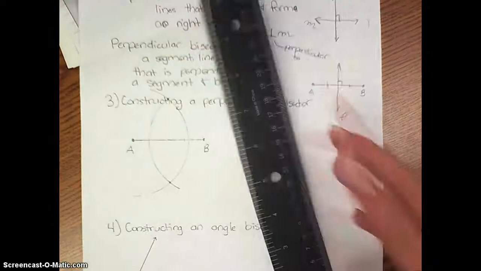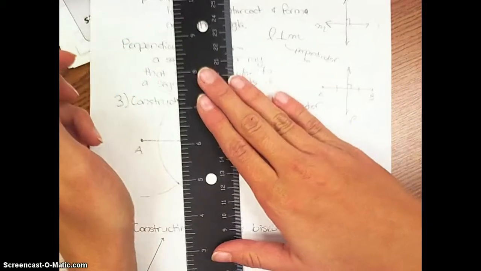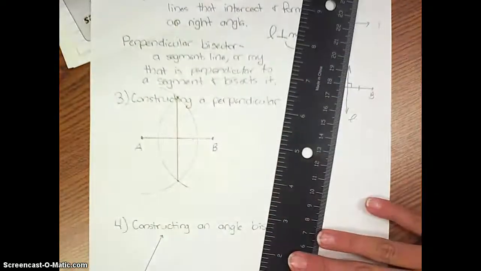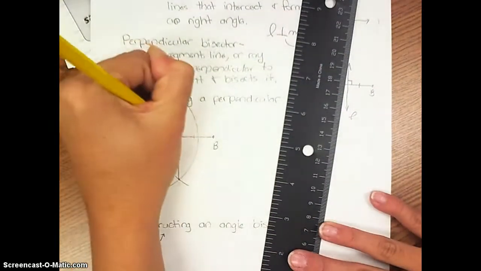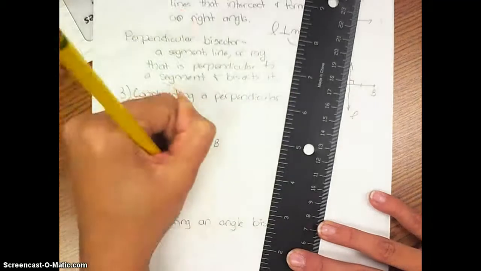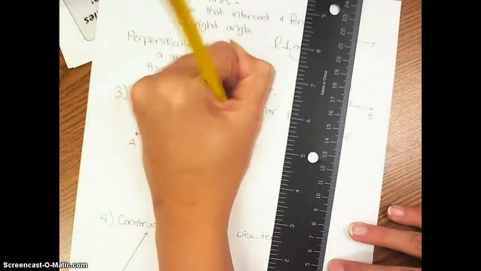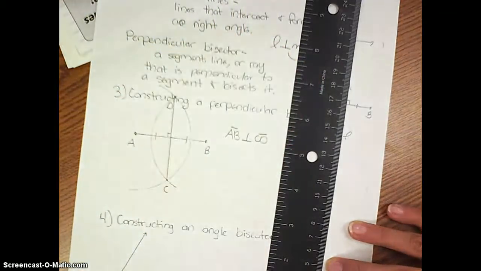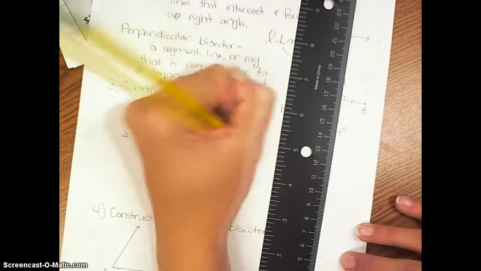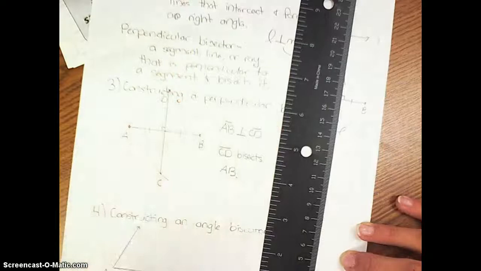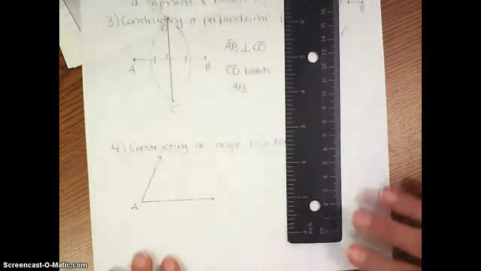So now if I connect these using my straight edge, I have a perpendicular bisector, and you can see it looks pretty good. So I know that this segment is perpendicular to AB. I also know that it bisects AB. Okay, so we'll label that CD. So I know that AB is perpendicular to CD. These are both segments. And I also know that CD bisects AB. Okay.